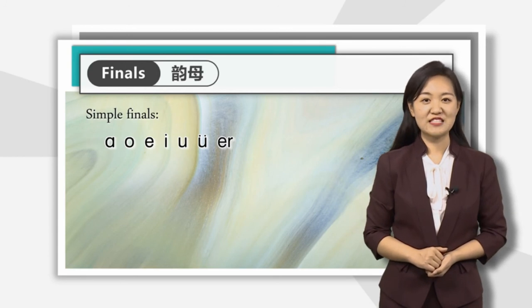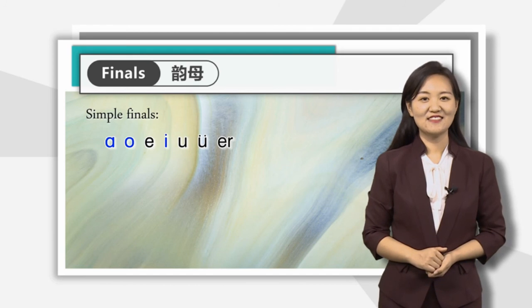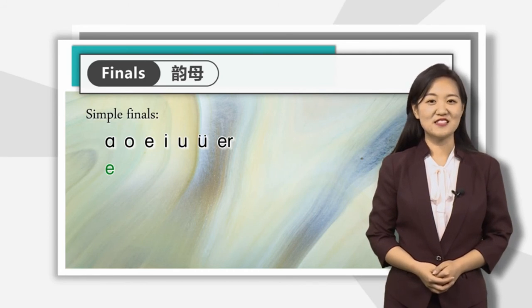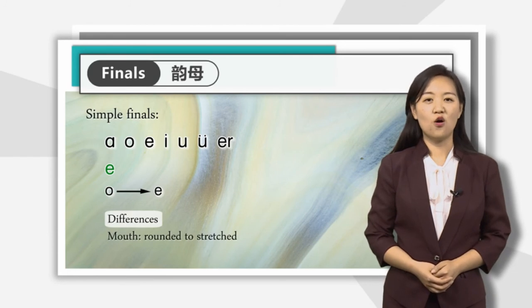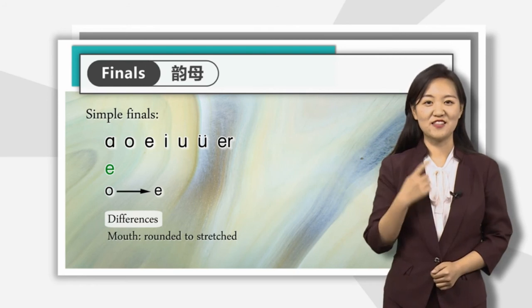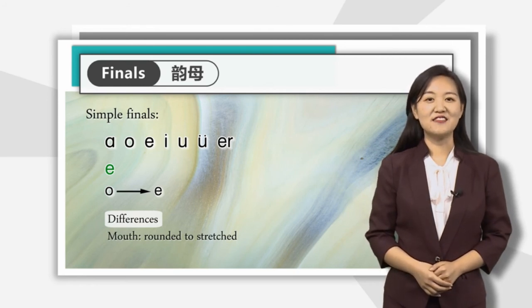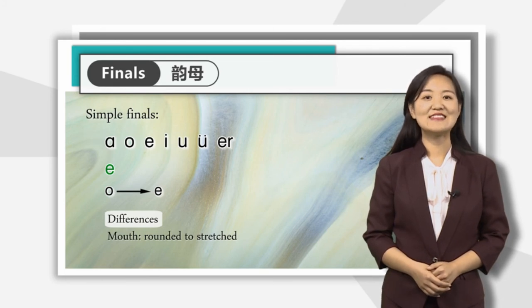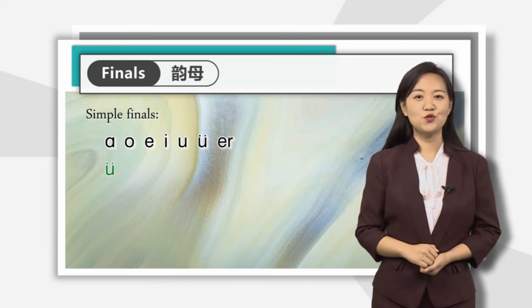Most of the simple vowels are also the basic vowels in many languages, such as a, o, i, u. They're very easy to pronounce. But e, ü, and er might be a bit challenging for you. Let's do e first. First, please pronounce o sound. O. And then make a smile face, but don't smile too happily, just like me. And then keep your smile face and try to pronounce o with a smile face. Have you got it?